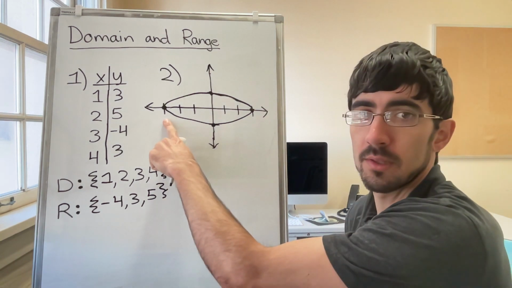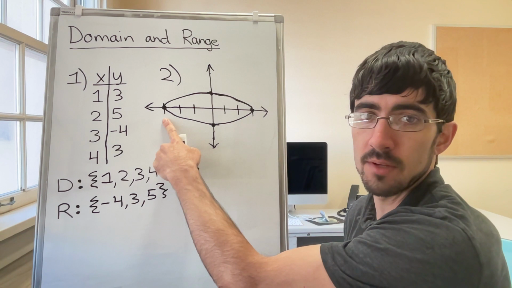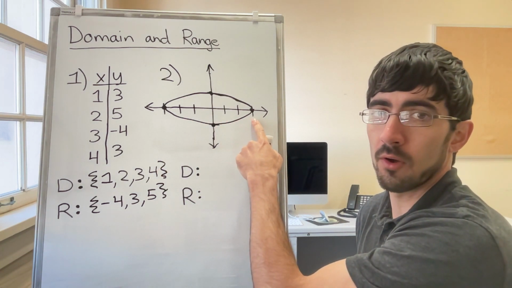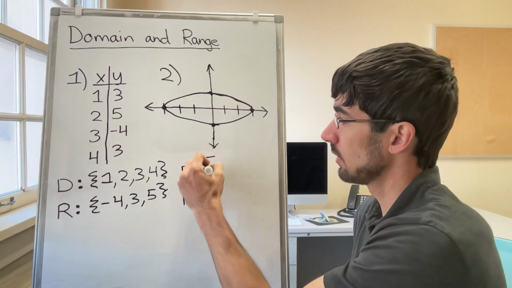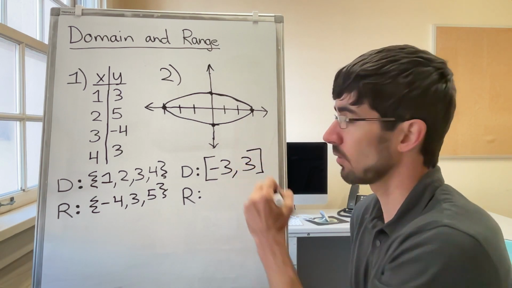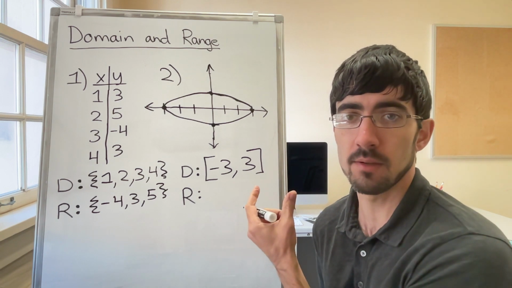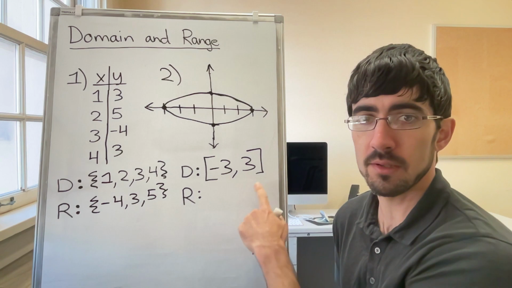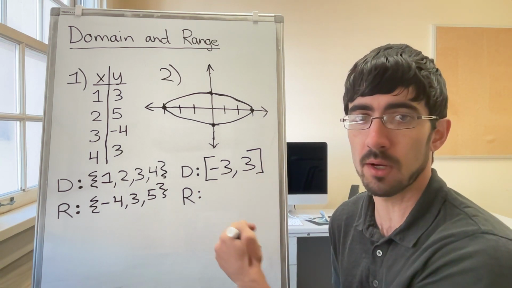So I'm going to start with these endpoints, beginning with the domain. The smallest x value is -3. Moving from left to right, it includes all the x values up to +3. In interval notation, I write that as [-3, 3], with brackets around it. That means the endpoints, -3 and +3, are included. And this represents the whole interval. It's everything in between these points as well.